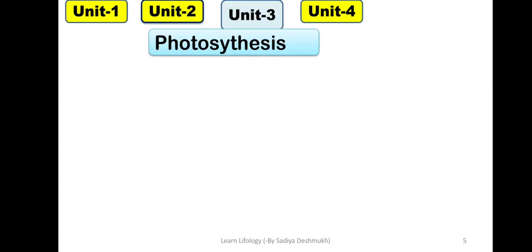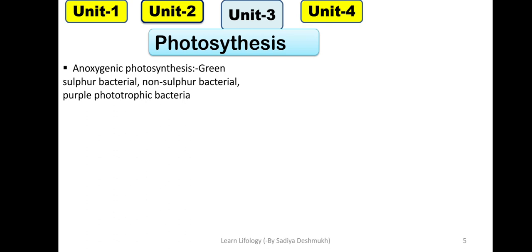Then from unit 3, that is photosynthesis, here the first point is anoxygenic photosynthesis, and this anoxygenic photosynthesis is performed by the green sulfur bacteria and non-sulfur bacteria and purple phototrophic bacteria. So we are going to study these 3 types of bacteria in detail with their complete photosynthetic mechanism.